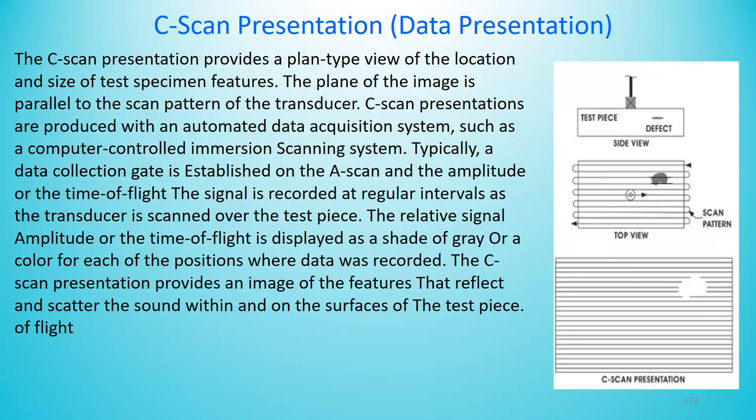C-scan presentation provides a plan type of view or top view. The plane of the image is parallel to the scan pattern of the transducer. C-scan presentations are produced with an automated data acquisition system, such as a computer-controlled immersion scanning system. Typically, a data collection gate is established on the A-scan, on amplitude or the time of flight. The signal is recorded at regular intervals as the transducer is scanned over the test piece. The relative signal amplitude or time of flight is displayed as a shade of gray or a color for each of the positions where data was recorded. The C-scan presentation provides an image of the features that reflect and scatter the sound within and on the surface of the test piece.